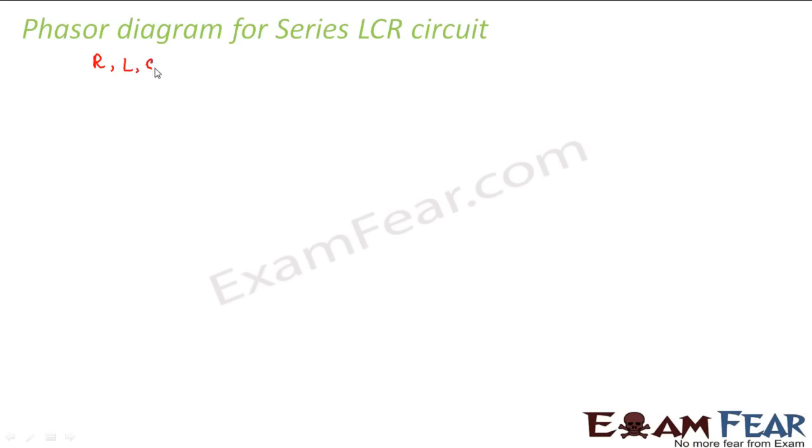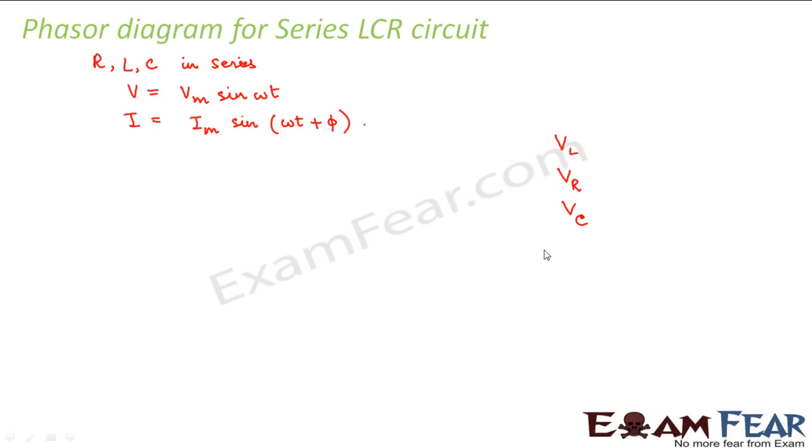The points which we already know about the LCR circuit is that resistor, capacitor and inductor are all in series. The applied voltage V is given as Vm sin omega t. The current flowing through the circuit I is given as Im sin(omega t plus phi). Right? So now, since we have all the circuit elements, what are the voltages involved here? There is a voltage across the inductor, a voltage across the resistor, a voltage across the capacitor and a source voltage, right?